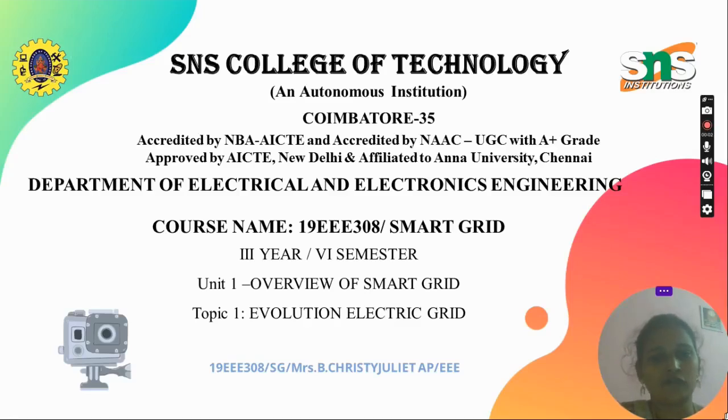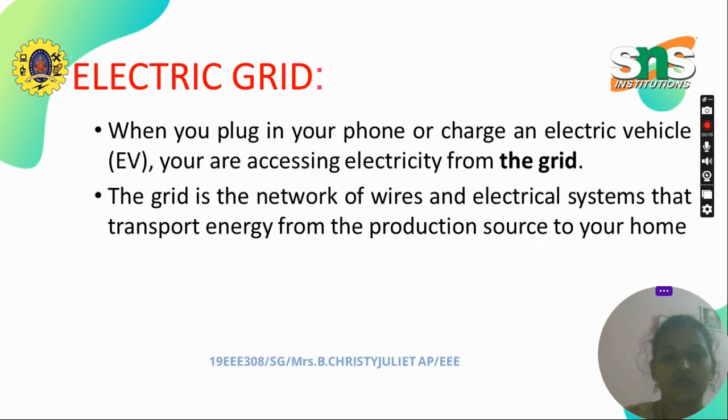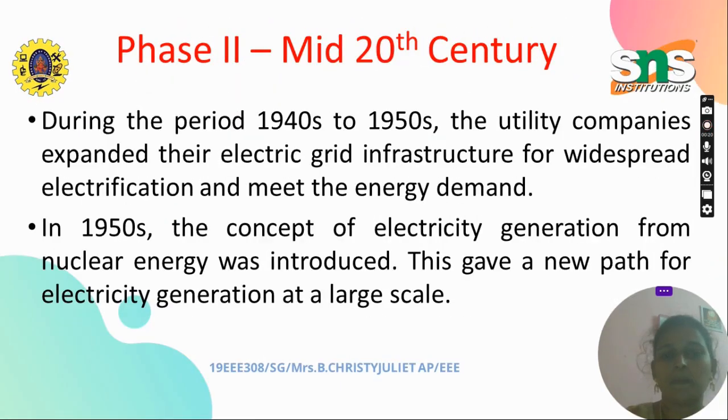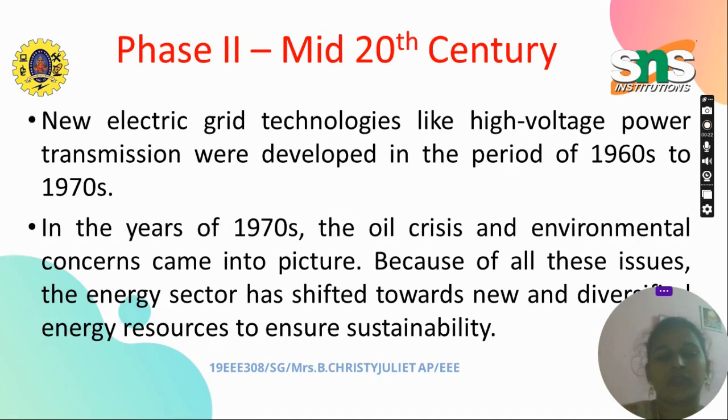So in the past couple of videos we have been discussing what a grid is and how the electric grid has evolved. In the previous video we discussed the evolution of the smart grid, its phases 1 and 2, where phase 1 is the early development phase and phase 2 is the mid 20th century.